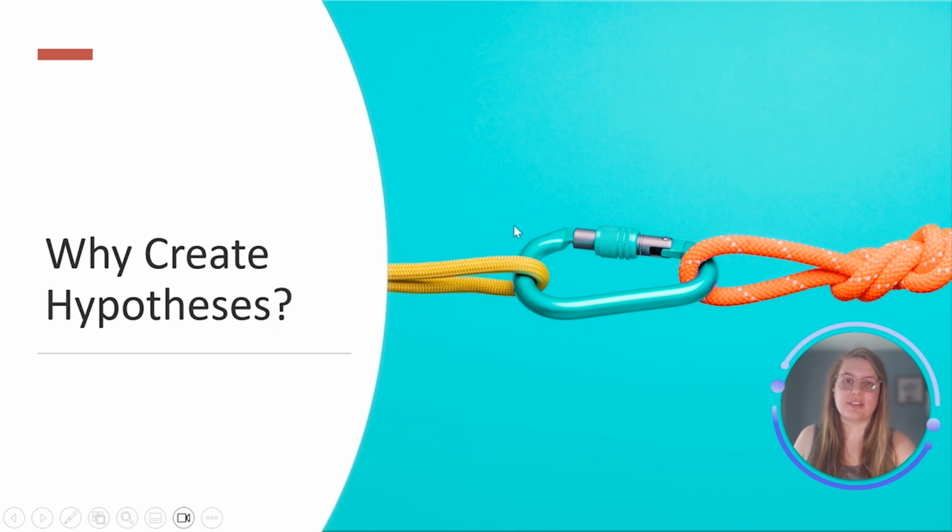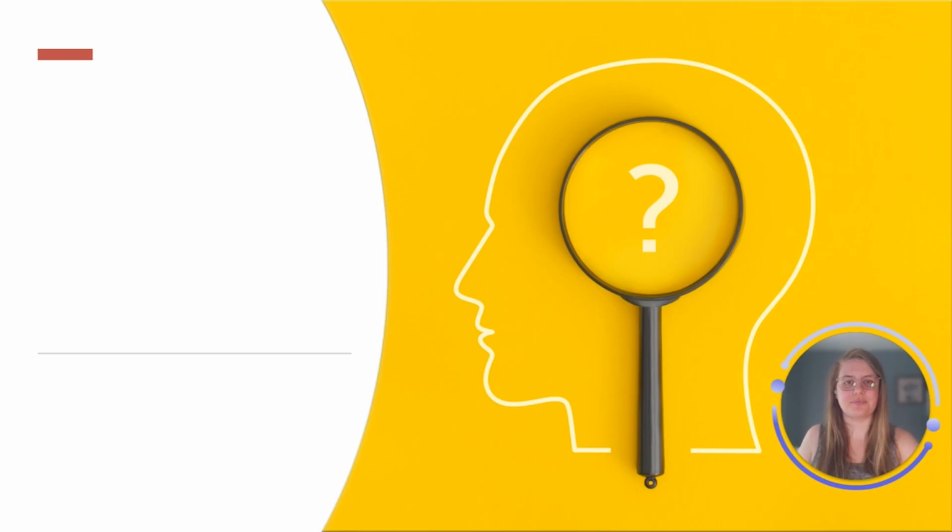So, for example, if we look at this photo, you can see there's a yellow cable, there's an orange cable, and there's a blue carabiner between them. So maybe the yellow cable is information about our client. The orange cable is that information that we already know from another course or from our life. And this teal colored carabiner, that is our hypothesis. It's trying to connect those pieces of information so that we have more to work with, a better understanding and idea of what we might be walking into when we see this client.